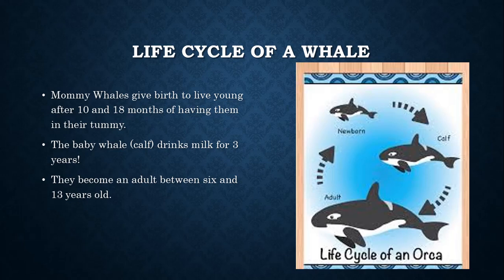They become an adult between 6 and 13 years. So they can have their own babies when they are 6 to 13, but they normally still live with their moms in what's called a pod, unless they are a solitary animal. But mostly, like here we have the life cycle of an orca. Orca whales live in pods. They like to live with other orcas, and normally those pods are a mummy pod, so they have a bunch of mums with their babies.